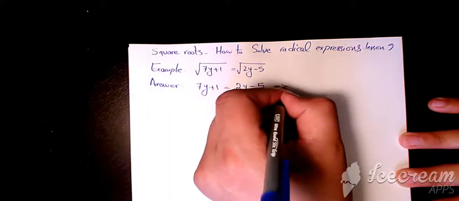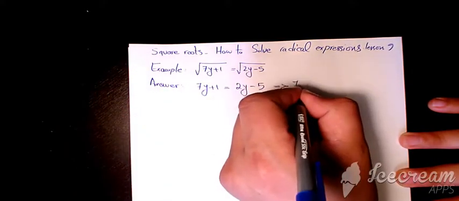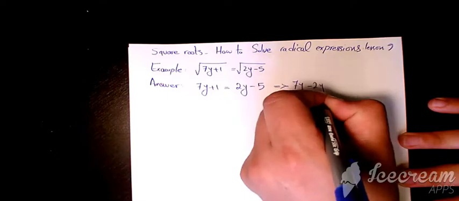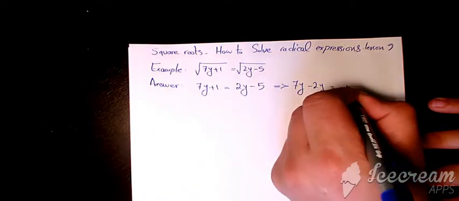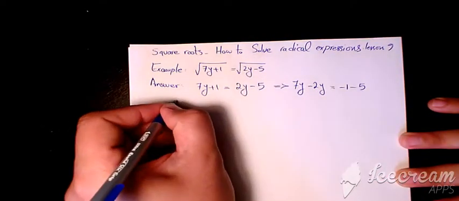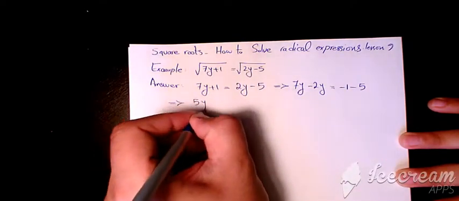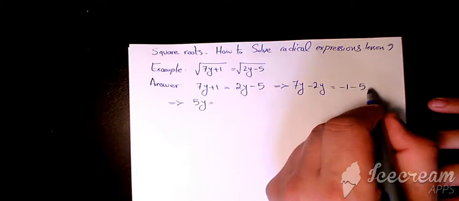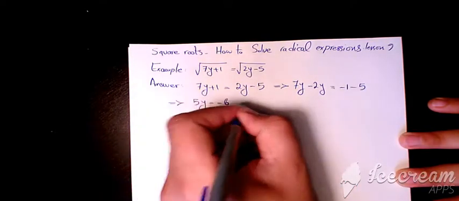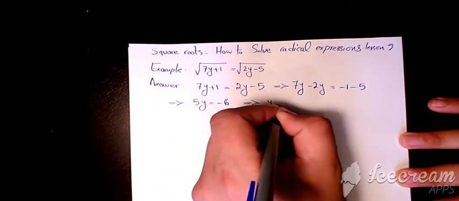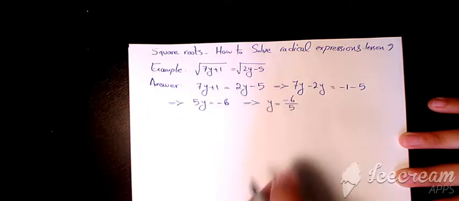Then I move 2y to the left hand side and I move this 1 to the right hand side. So it will be 7y minus 2y, which is 5y. Then you have negative 1 and negative 5, which is negative 6. Then y will be negative 6 over 5.